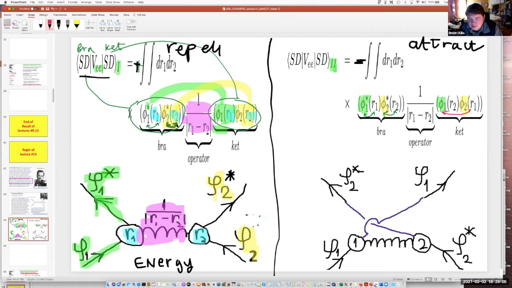is taking the second state, and second electron takes first state, and first electron takes second state. So it looks like electrons did swap their state. And this is quite a counterintuitive thing.